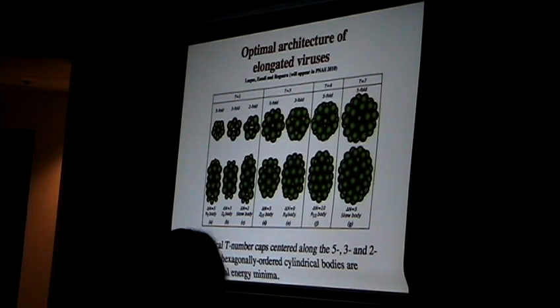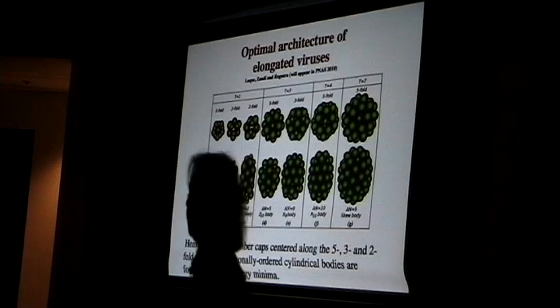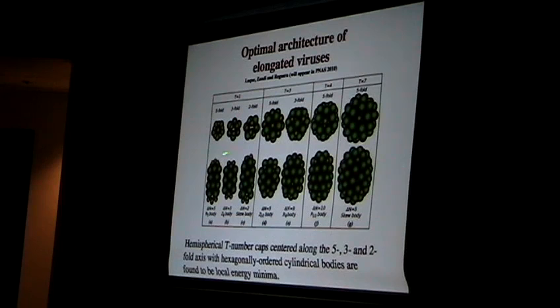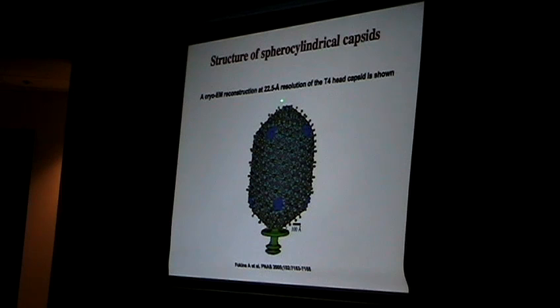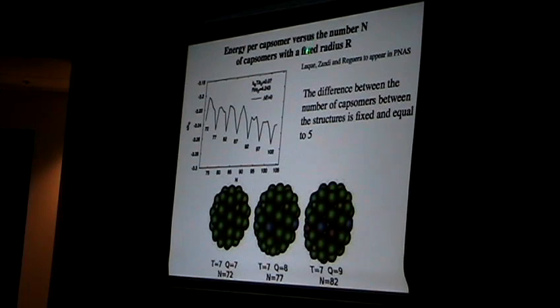So what we found from the structure of the cap, you see that the top here, it can have the five-fold on the top, but it's possible for the two-fold or three-fold cap to be on the top. Another thing that we find is that the system is quantized quite nicely. So hopefully this helps the in vitro studies to define the structure of this spherocylindrical capsid. So this is a T equals 7 cap, and it has N equals 72.